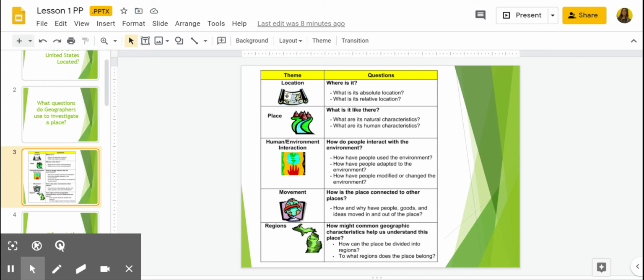So if I were to say the absolute location of Mrs. Wenzel's house is 1071 Elm Street. That's not really where I live, but the relative location, you use things around it to describe its location. So it's near McDonald's, by the park. So you kind of give a relative location that is not exact.